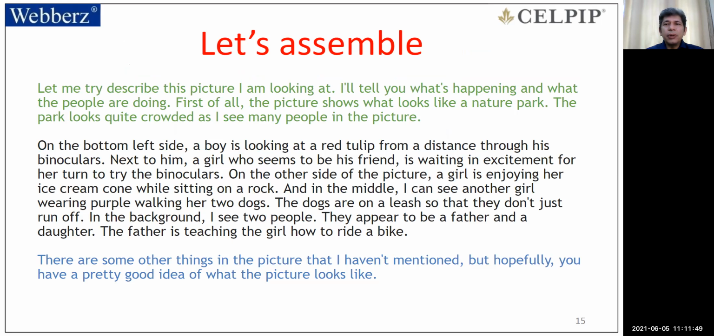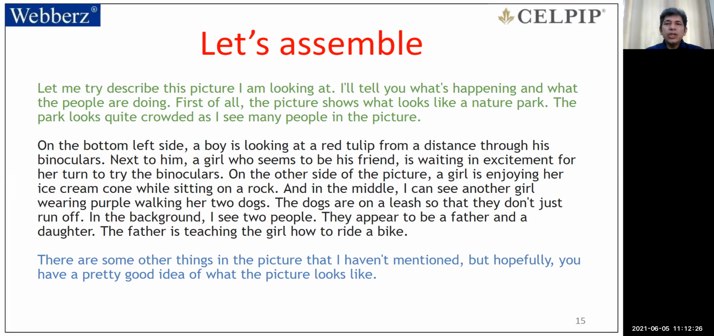I'll tell you what's happening and what the people are doing. First of all, the picture shows what looks like a nature park. The park looks quite crowded as I see many people in the picture. On the bottom left side, a boy is looking at a red tulip from a distance through his binoculars. Next to him, a girl who seems to be his friend is waiting in excitement for her turn to try the binoculars. On the other side of the picture, a girl is enjoying her ice cream cone while sitting on a rock. And in the middle, I can see another girl wearing purple walking her two dogs.